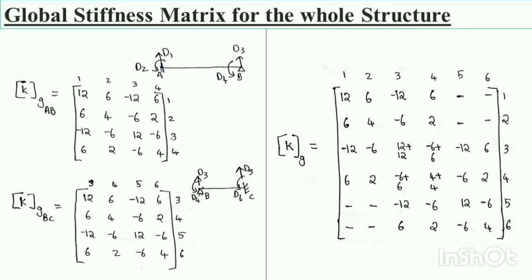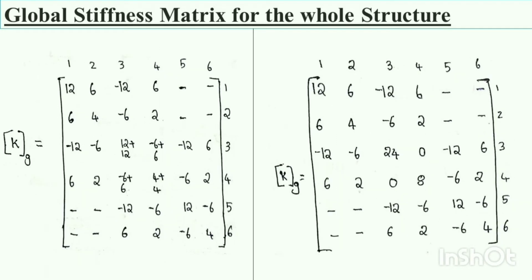Similarly, you fill the 4th, 5th and 6th rows and columns, and finally we obtain the global stiffness matrix of the whole structure as shown in the figure.